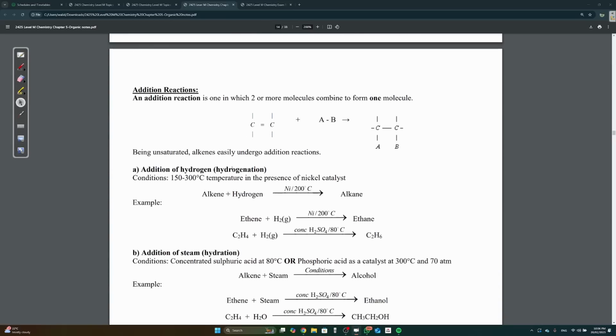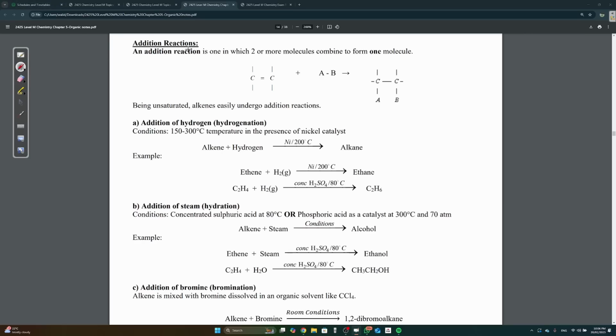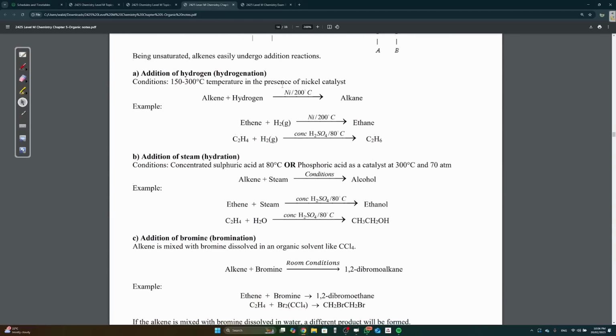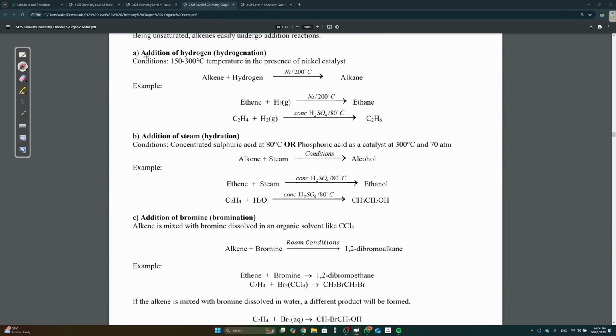Let's go to the reactions, okay? The reactions, alkenes undergo addition reactions, okay? They're mostly addition, okay? So an addition reaction is basically where you add something and you get one product, right? So the first reaction alkenes go through is combustion, okay, they all go through combustion. But alkenes are famous because they have addition reactions. What do you add? The most famous ones are hydrogenation and bromination. Okay, hydration is also one as well.